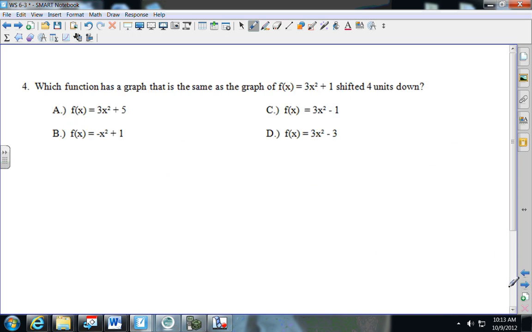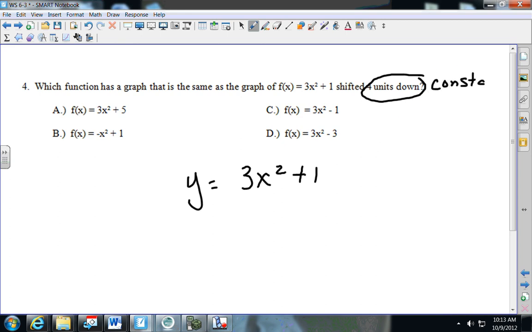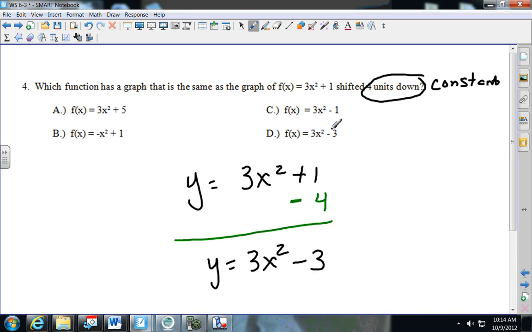Here's the next one. It says, which function has a graph that is the same as a graph of f of x equals 3x squared plus 1 shifted down 4 units. Well, when we have 3x squared plus 1, this right here only changes my constant at the end. So if it shifts it down, I'm going to subtract 4. So now my equation, y equals 3x squared, that stays the same. 1 minus 4 is minus 3. So your answer would be D.